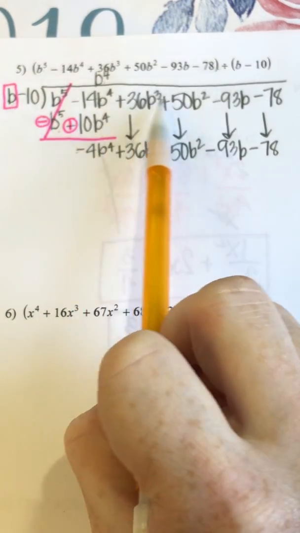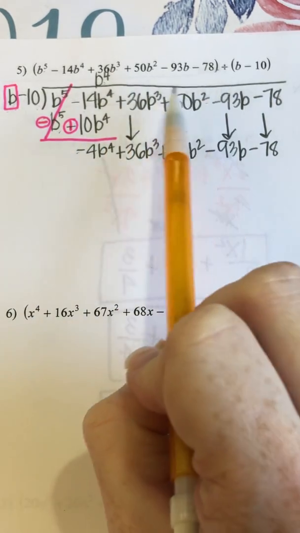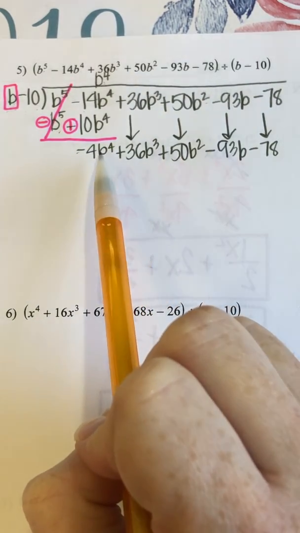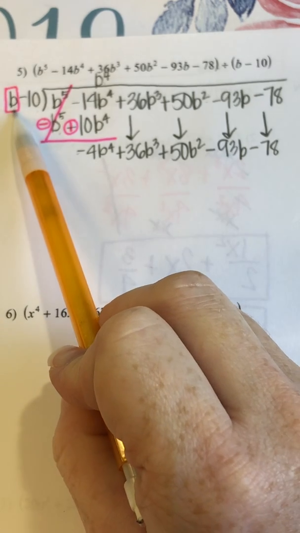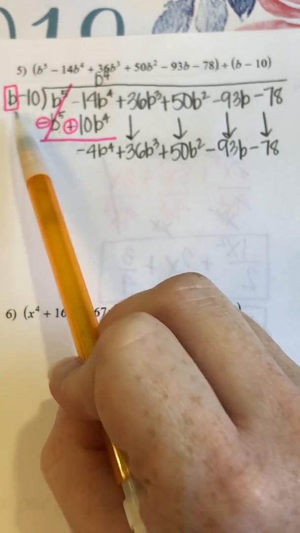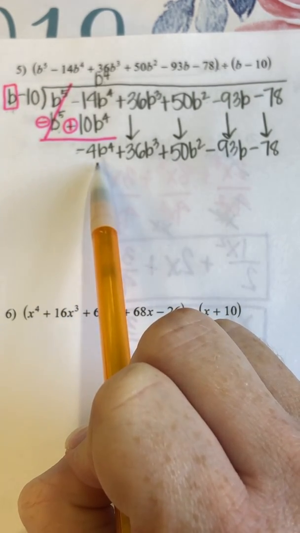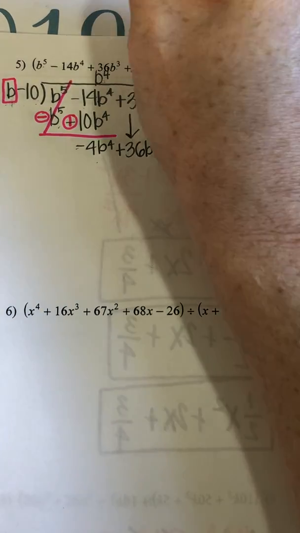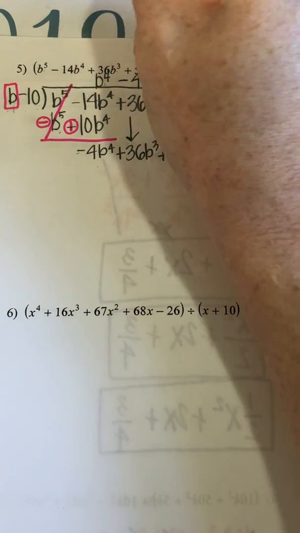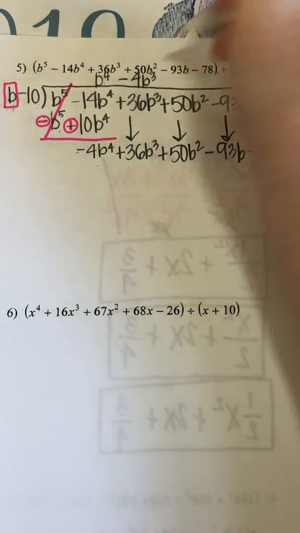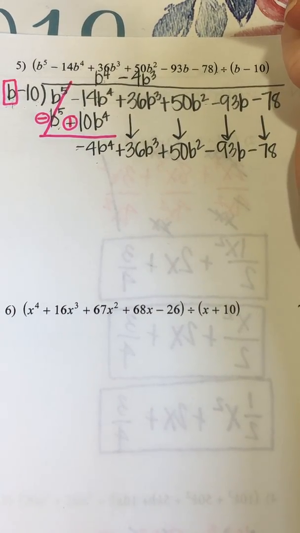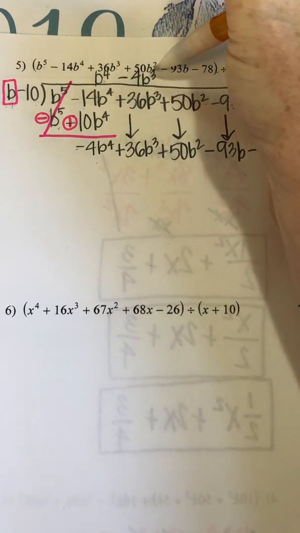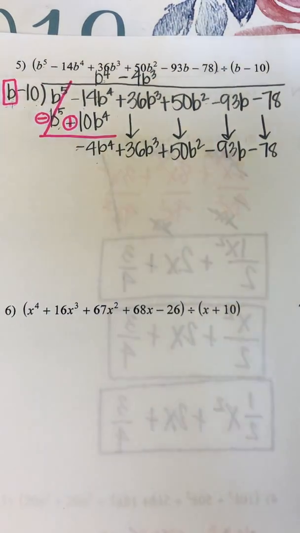Now I'm done with this underneath the division bar right here. I'm now going to look right here. What do I need to multiply by b so that I get negative 4b to the 4th? Negative b to the 3rd power. I hear you over there. Good job. Negative 4b to the 3rd power.